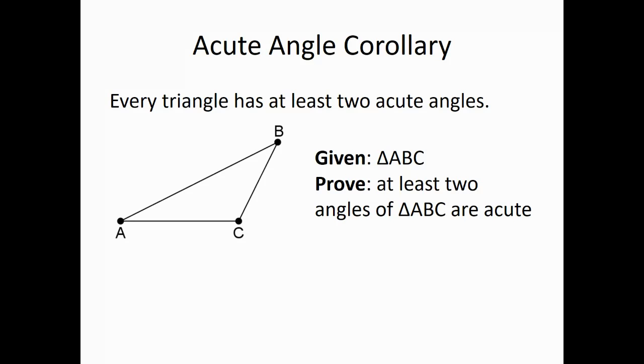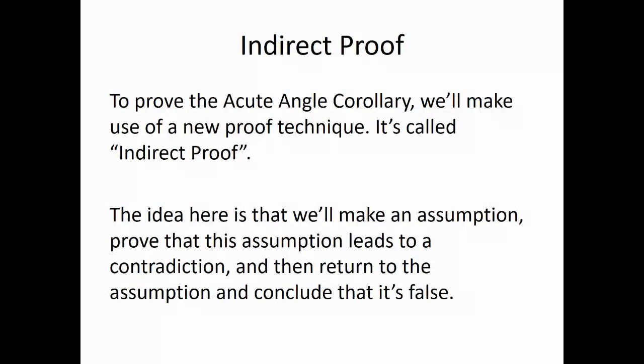Now, before we actually give the proof, we have to pause and talk about another innovation in proof. We talked about paragraph proof earlier, which is simply another way to arrange proofs. Now we must talk about another kind of logic that occurs within proof, another kind of proof strategy, and it's called indirect proof. To prove the acute angle corollary, we'll make use of this new technique called indirect proof. And the idea here is that we'll make an assumption, we'll prove that this assumption leads to a contradiction, and then we'll return to that assumption and conclude that it's false, which should seem logically right. What do you say about some assumption if that assumption leads you to a statement that you know is false?